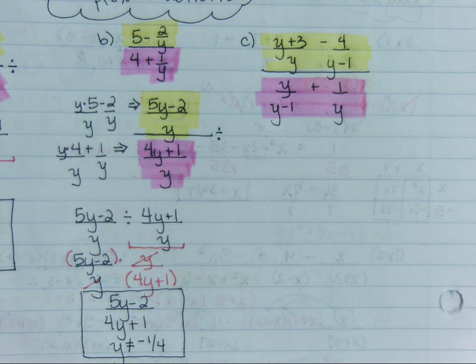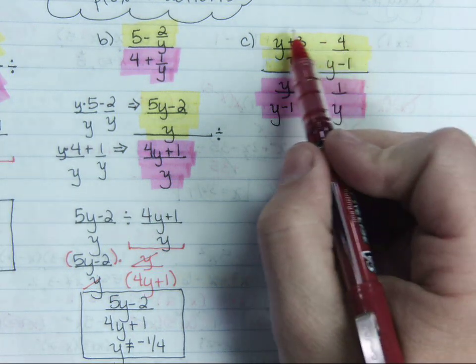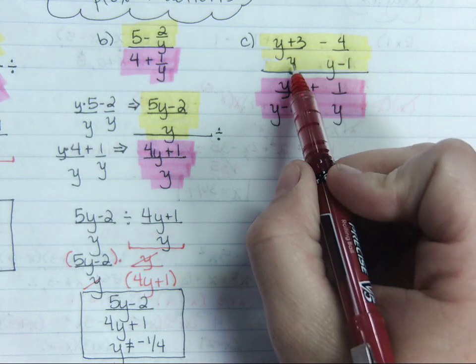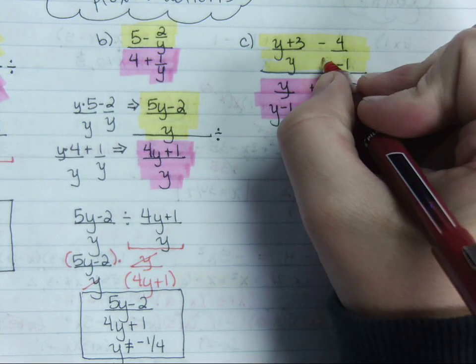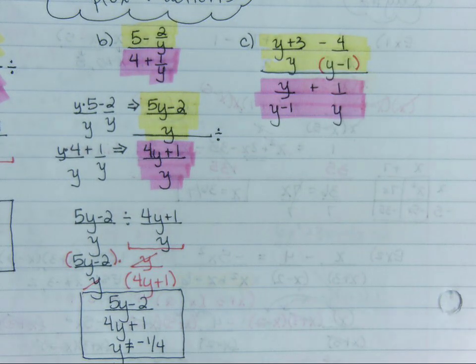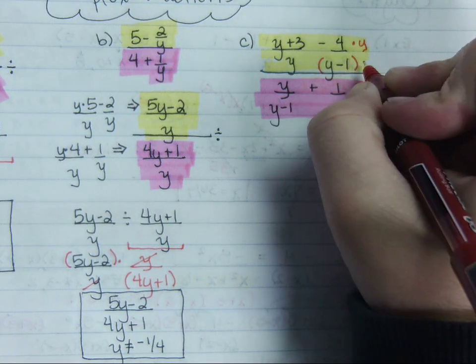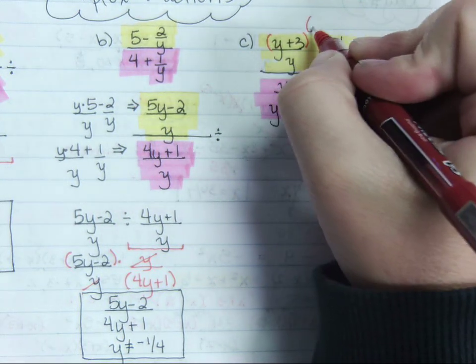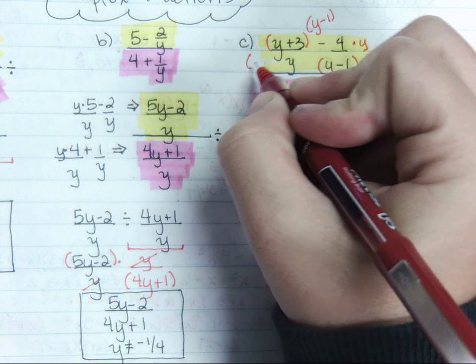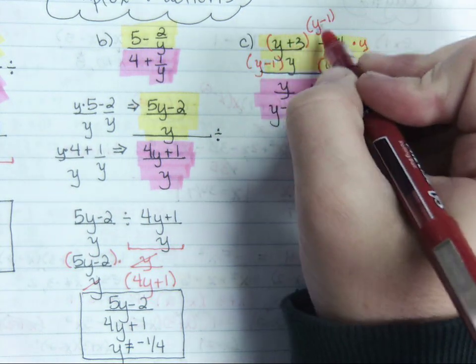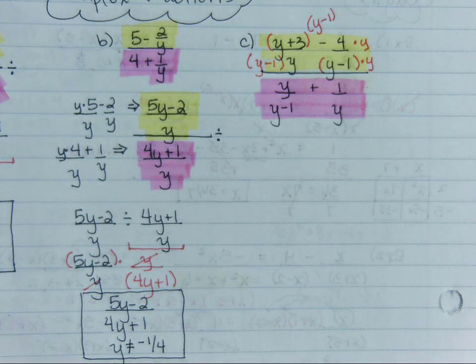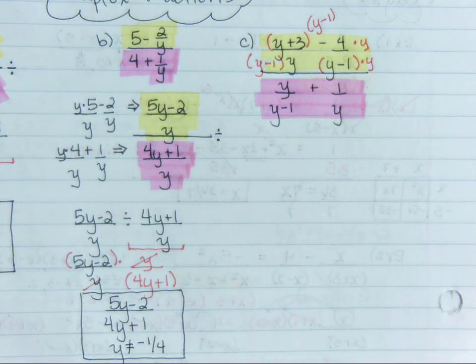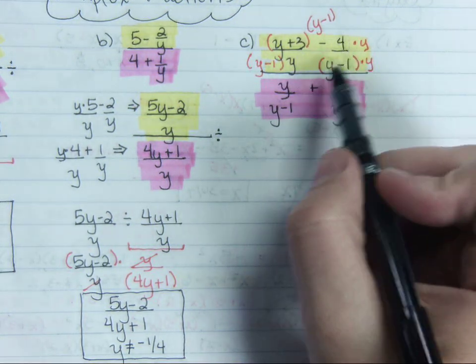So in the numerator, if I just focus on that top part, I'm going to need a y and a y minus 1 to create my common denominator. So I'm going to multiply each fraction by what's missing. And then this numerator, I'm going to have to multiply out some things. So I'm going to do that. I'm going to start writing what's going on with this numerator.